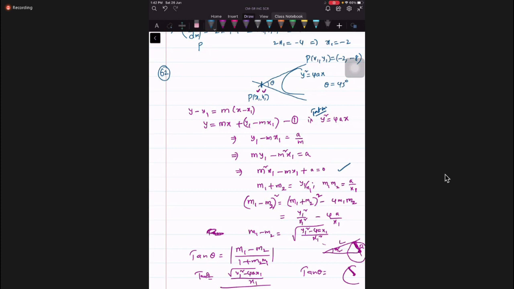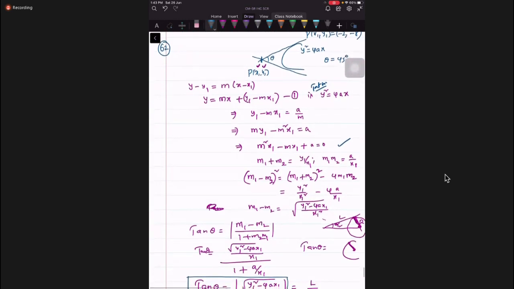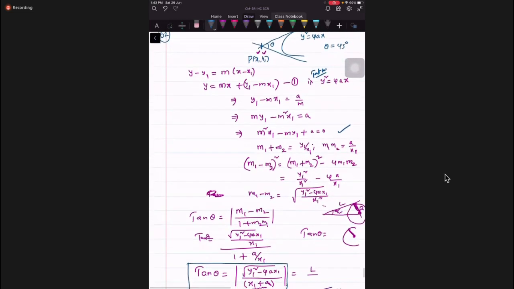Director circle. What is the equation? x square plus y square is equal to 2a square, right? The center remains the same, the radius changes. The radius will be double the original circle. Now it is a directrix.